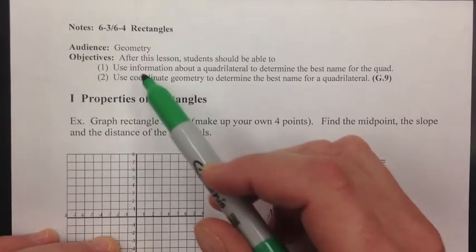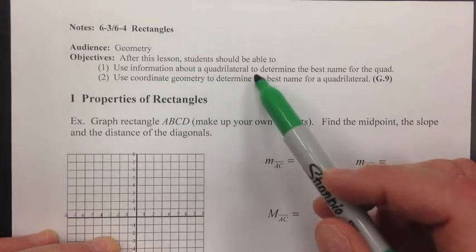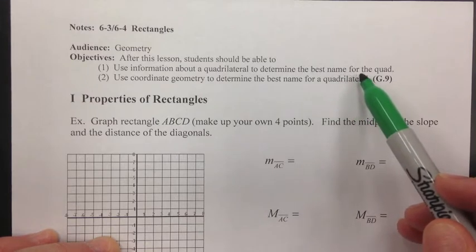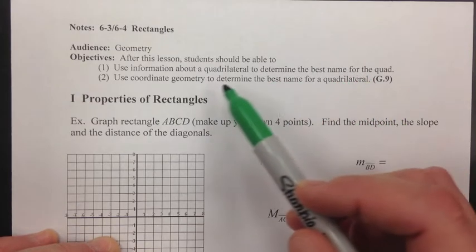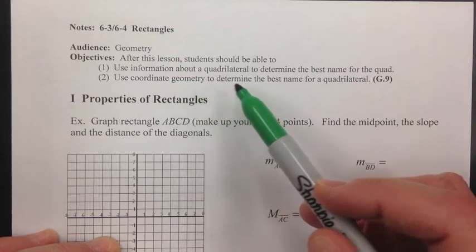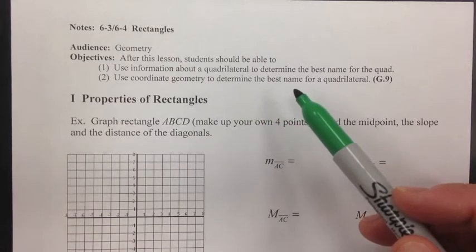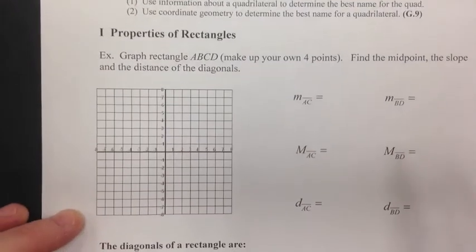All right, so what are we going to do? We're going to use information about a quadrilateral to determine the best name for the quadrilateral, and we're going to use coordinate geometry to determine the best name for a quadrilateral. All right, so properties of rectangles.